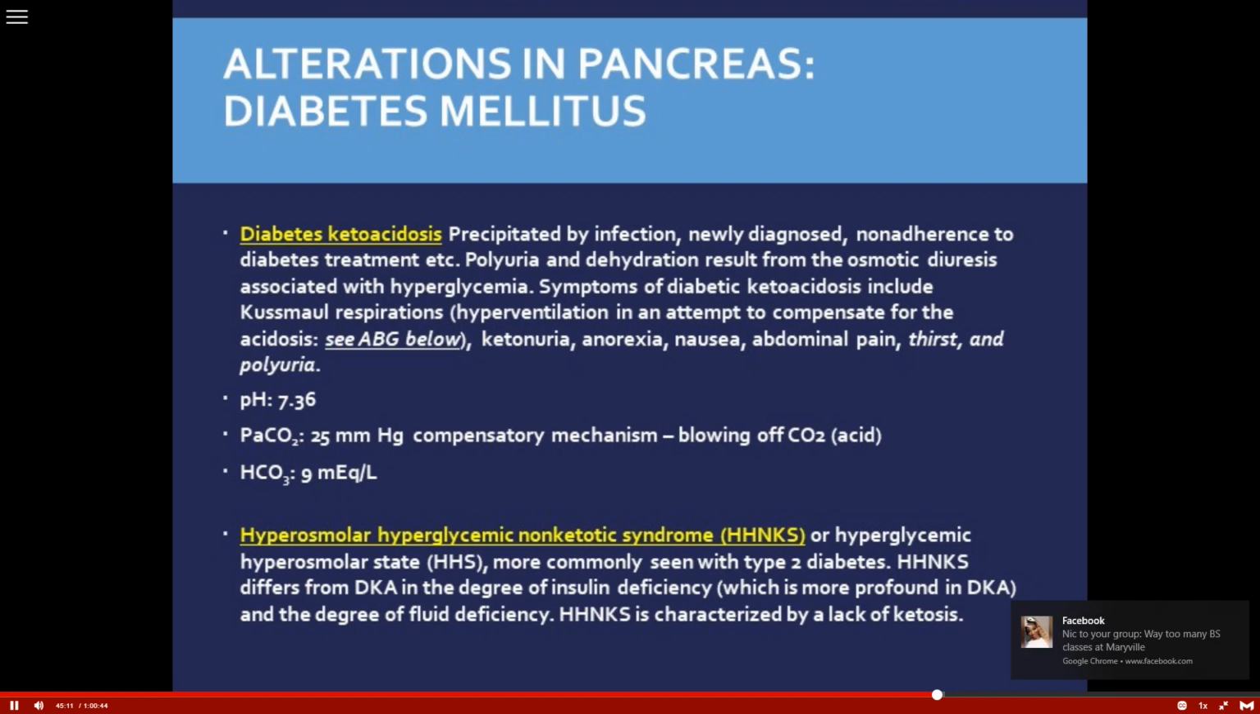Okay, the other thing is a newly diabetic, sometimes DKA is the first sign before they even know they have it. And then, of course, we all know non-adherence to diabetic treatment. But what happens is there's polyuria, dehydration, and that's a result of that osmotic diuresis associated with that hyperglycemia.